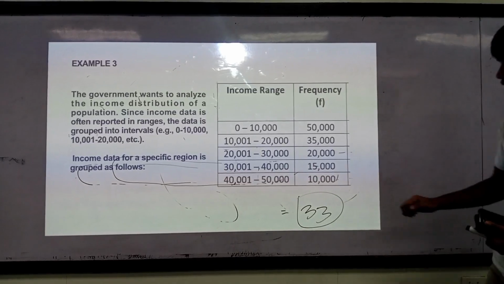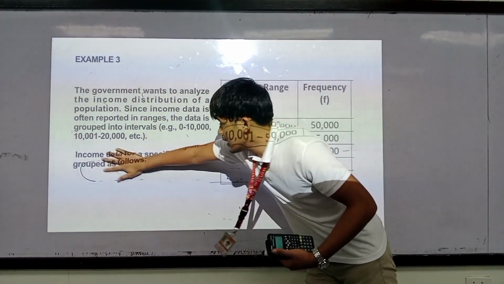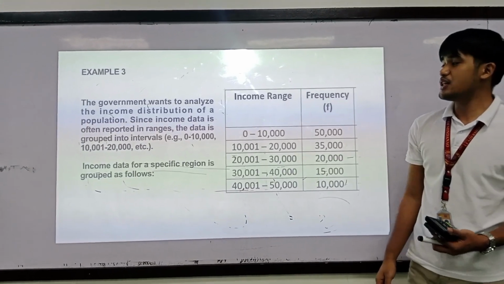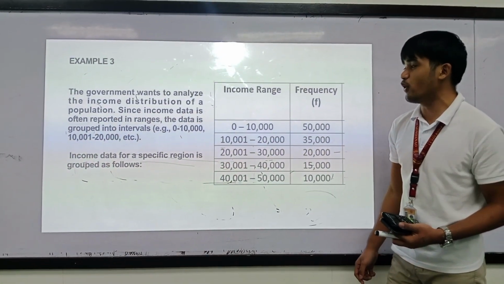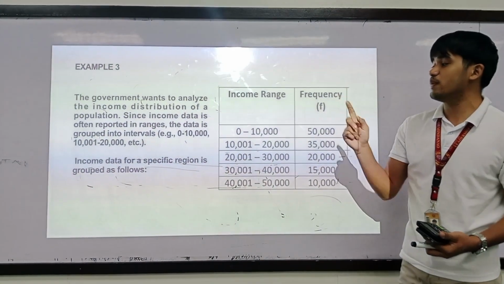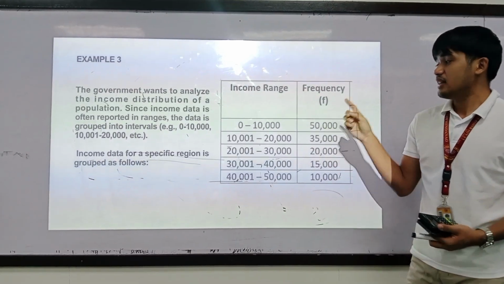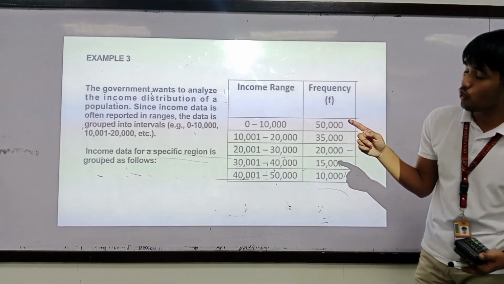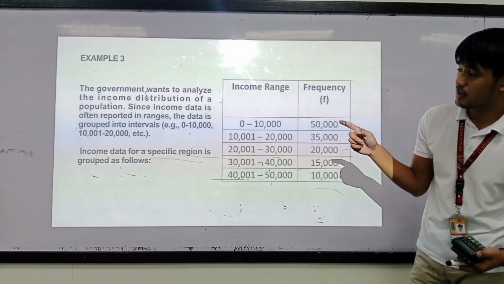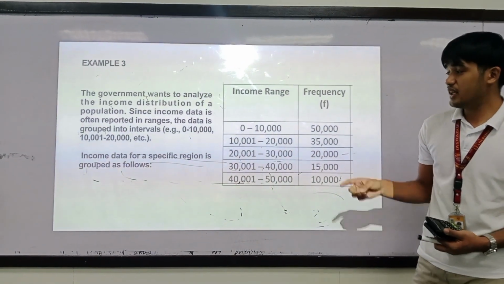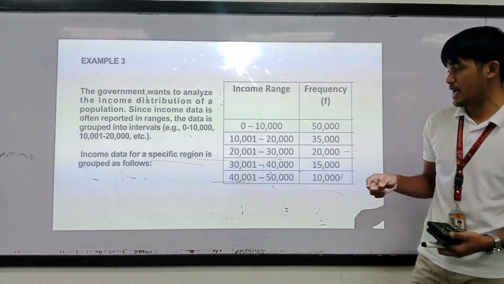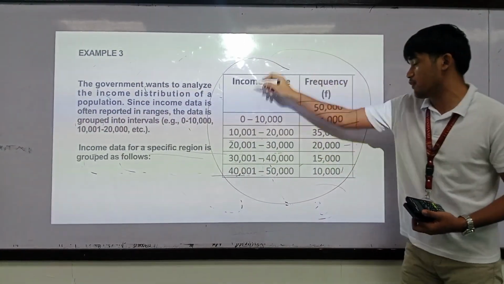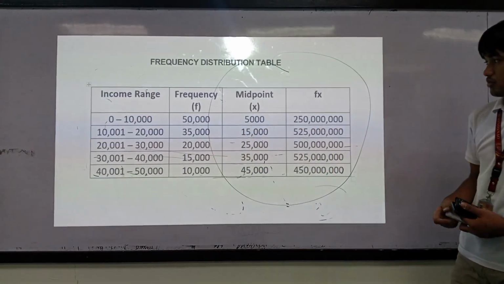So another example here is the government wants to analyze the income distribution of a population. Since income data is often reported in ranges, the data is broken into different intervals, which is 0 to 10,000, 10,000 to 1, and so on. So the income data for a specific region is grouped as follows. So this is now our given data, the income range and the frequency.